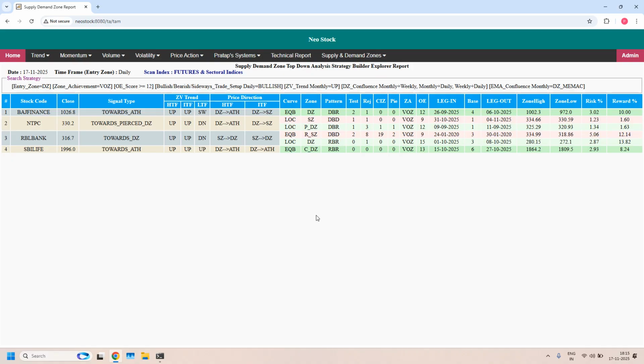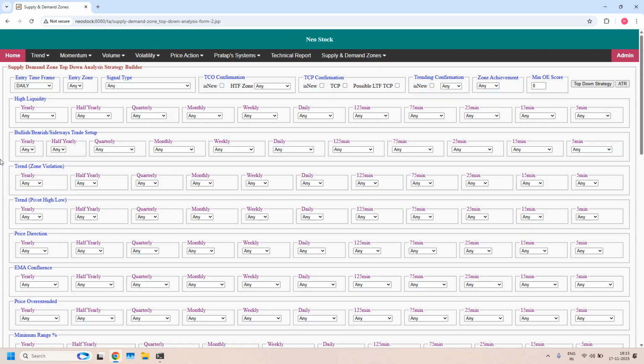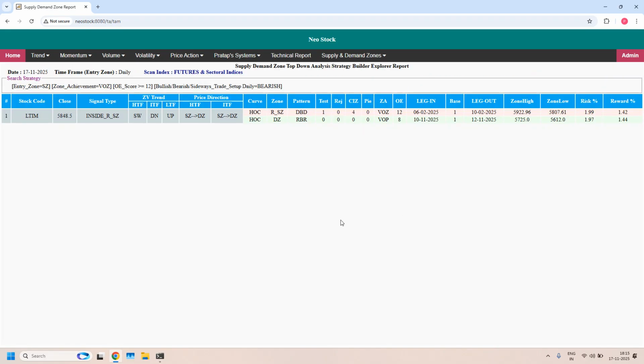Okay, next let me apply the second strategy, bearish trade setup for monthly income trade. So entry time frame zones are daily supply zone. At daily time frame I am selecting bearish. Zone achievement violated, opposing zone. Minimum odd enhances score 12. Let's filter. We got only 1 stock supporting bearish trade setup for monthly income trade.